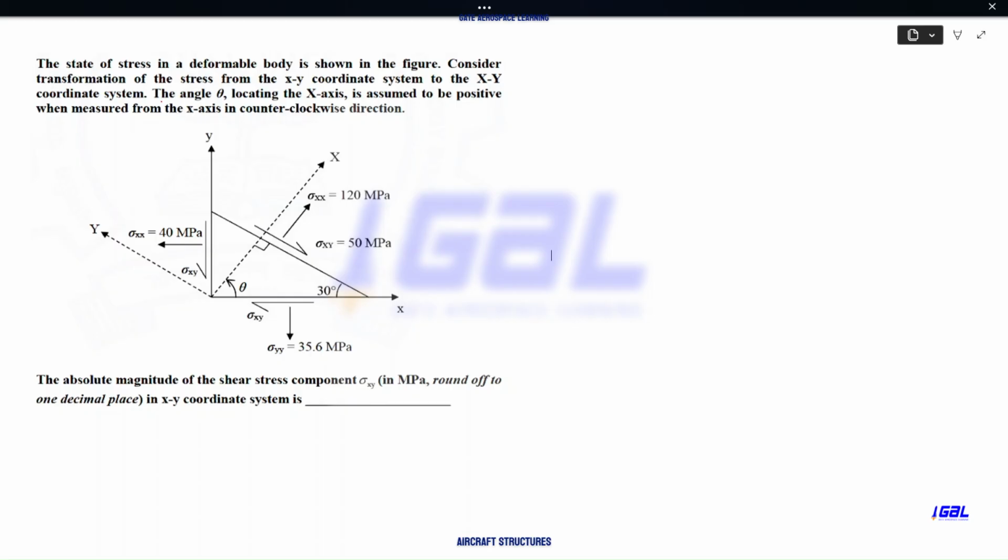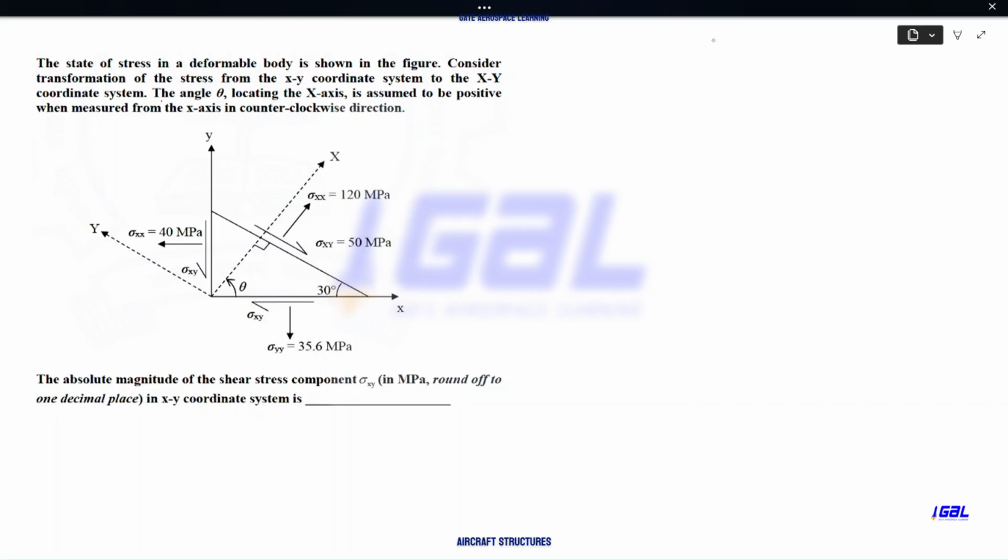Then they are asking for the absolute magnitude of the shear stress component, this sigma xy, in MPa rounded off to one decimal place, in the xy coordinate system. Please understand what the question is asking. Don't go into the catchy statements they have given. Simply they are asking to transform the stress system. That's it. This is a question from the stress transformation topic.